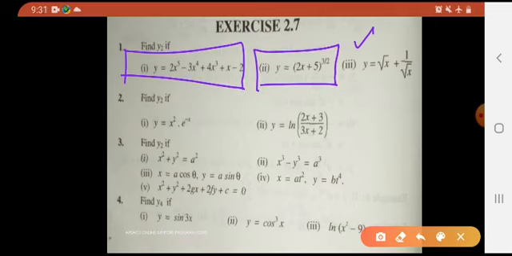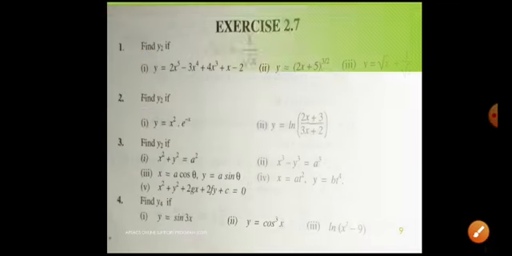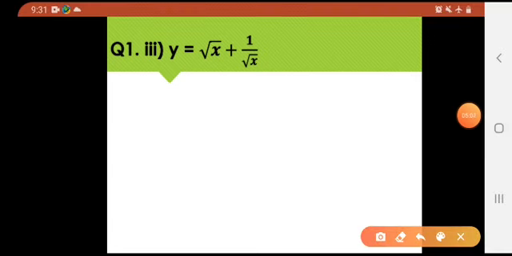Then for question number 2, I will be explaining this to you, and this would be done by you people. And then I will be explaining some parts of question number 3. So let us get started. First part of question number 1, third part, which I am going to explain to you.